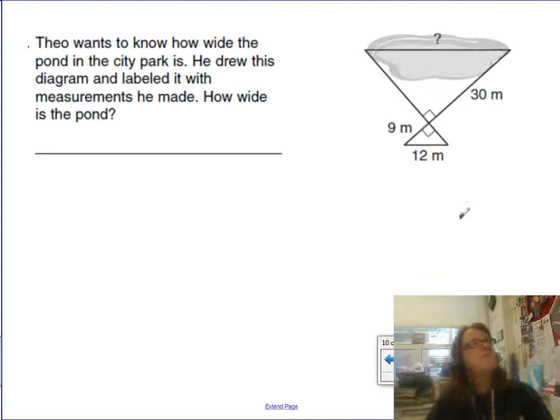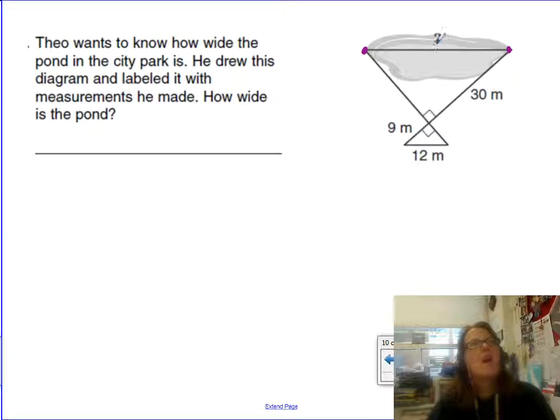All right. Now, here's another one of these. It's a little wonky as far as the diagram. So we got to make sure we've got stuff situated. Theo wants to know how wide the pond in the city park is. He drew this diagram and labeled it with the measurements that he made. How wide is this pond? Okay, from here to here. That's what we're looking for.